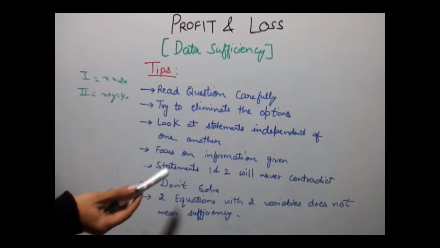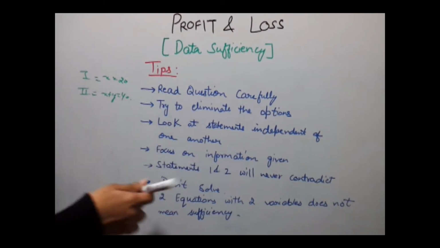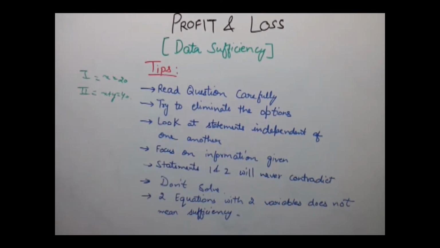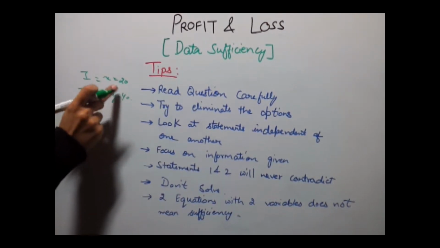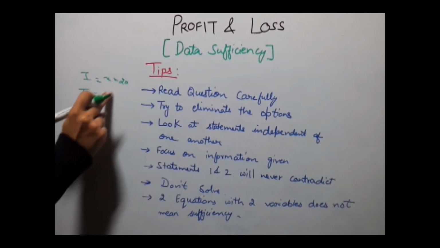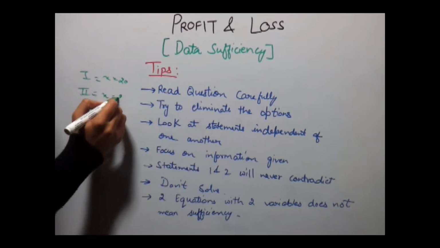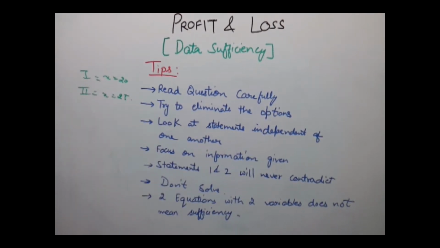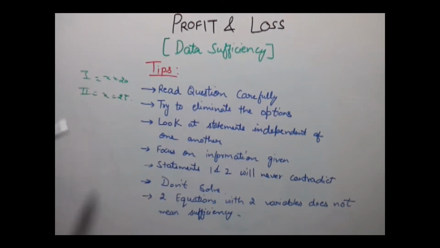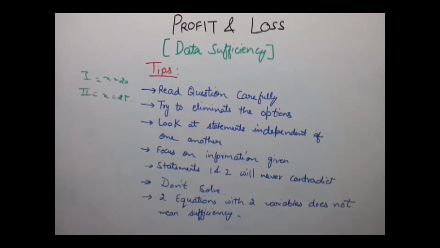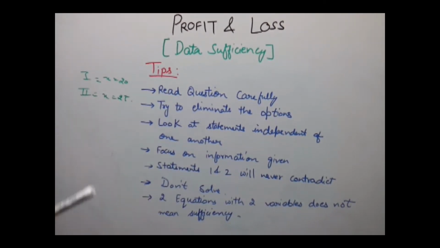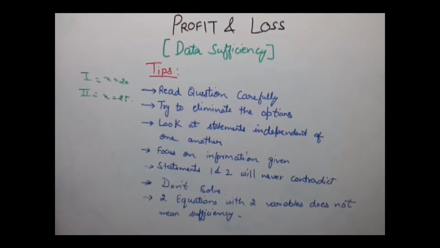Now, if while solving these questions you come to a situation where statements 1 and 2 contradict each other, say here it is given that x is equal to 20 and in the second statement you come across that the value of x is equal to 25, then remember, make it a point that you have committed a mistake in this question, because both of the statements will never contradict each other. This is a very important point while solving data sufficiency questions.